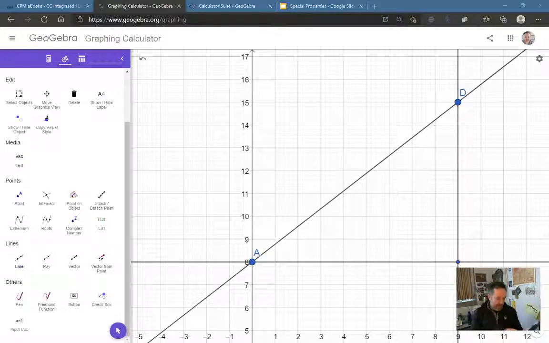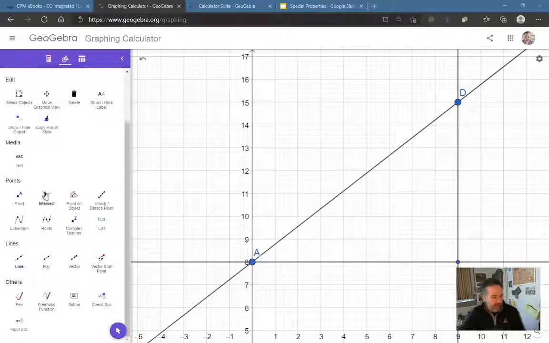So I take the 9 and I square it. 9 squared plus 15 squared. So that's the leg squared plus the other leg squared. And I got 306. And if I take the square root of 306, I get that the length of that segment is about 17.5 units. It's 17.49 and a bunch of decimals, but it should be about 17.5.